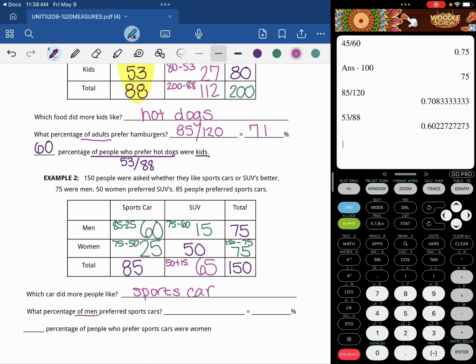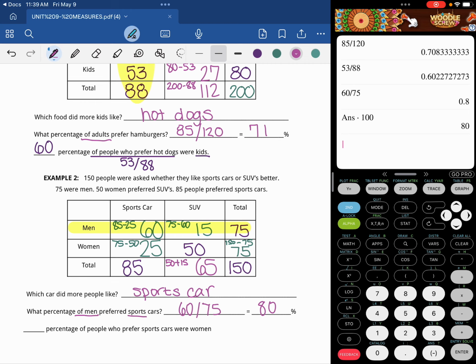What percent of men preferred sports cars? That means you're looking at the men row. Sports cars is 60 out of the 75. So 60 divided by 75 is 0.8. Think in your head really quick, what percent is 0.8? If you said 8%, you are wrong. It's actually 80, because if I multiply that by 100, or if I move the decimal place twice, not once, I get 80.